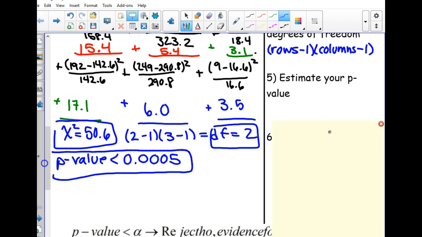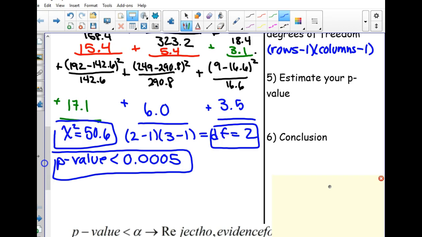So remember this phrase when you conclude. When your p-value is low, reject the H naught. P-value is low, reject the H naught. The conclusion is the same for all significance testing.